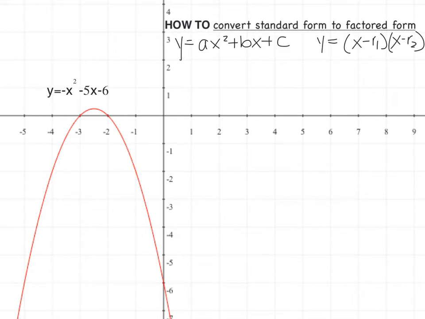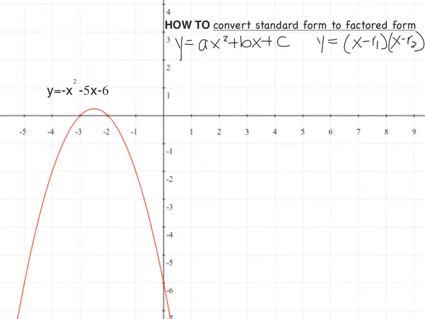Just to recap, our roots are the x values of our x-intercepts. Our x-intercepts are the points where the parabola crosses the x-axis. The x-intercepts are always the x value, comma 0. So here it's negative 3, comma 0, here it's negative 2, comma 0, and the roots are just those x values.